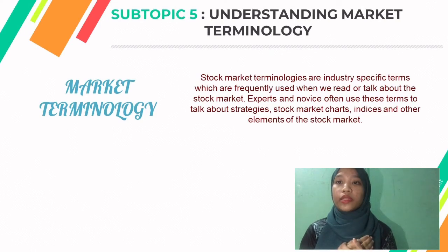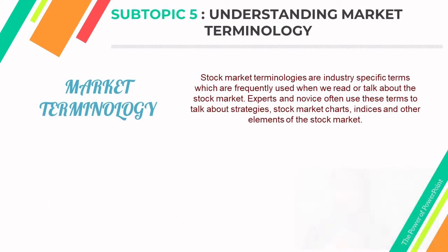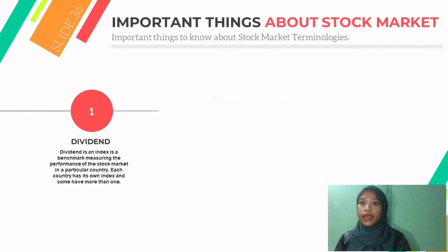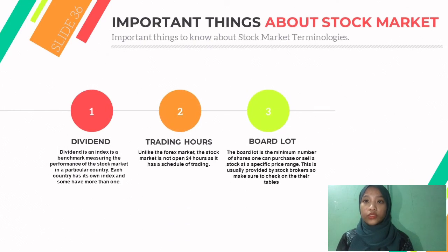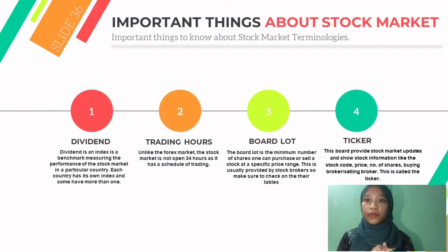Stock market terminologies are industry-specific terms which are frequently used when we read or talk about the stock market. Experts and novices often use these terms to talk about strategies and stock market charts, indices, and other elements of the stock market. There are 10 important things to know about stock market terminologies.